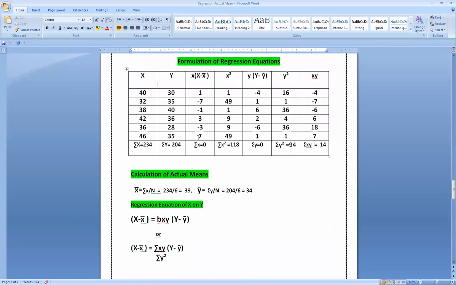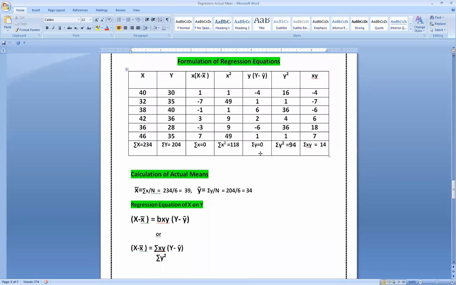Total the values, we are getting 0 here. Then we'll have to square the values of deviations. 1 square is 1, 7 square is 49, 1 square is 1, 3 square is 9, again 3 square is 9, 7 square is 49. Total sigma x square is nothing but 118. So this is how to calculate the x part.